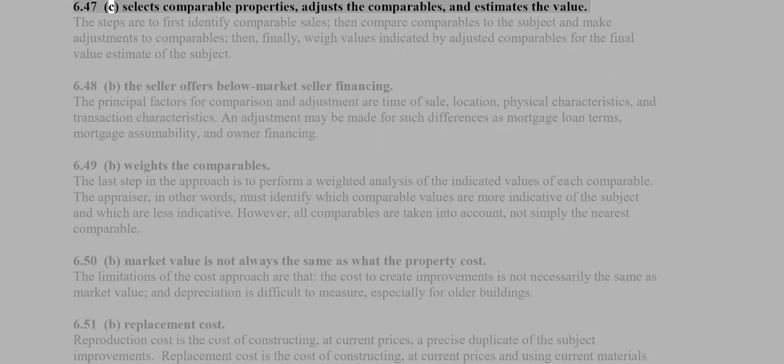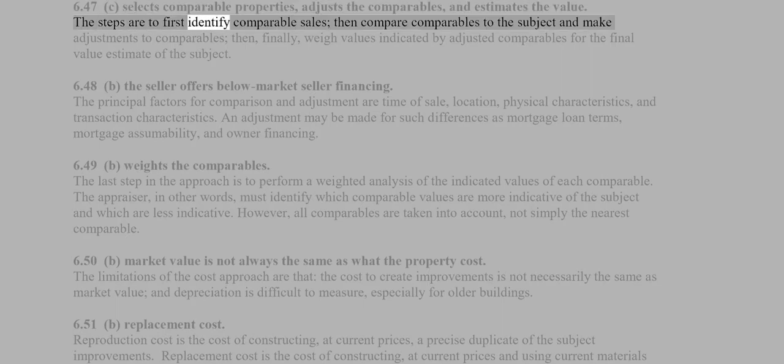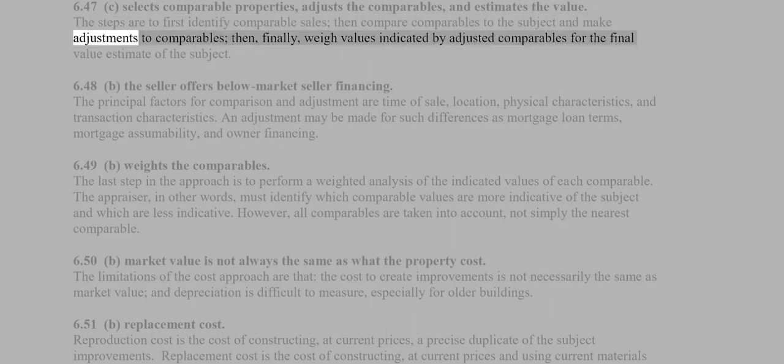6.47 c. Selects comparable properties, adjusts the comparables, and estimates the value. The steps are to first identify comparable sales, then compare comparables to the subject and make adjustments to comparables, then, finally, weigh values indicated by adjusted comparables for the final value estimate of the subject.